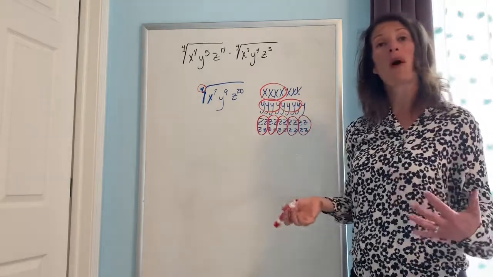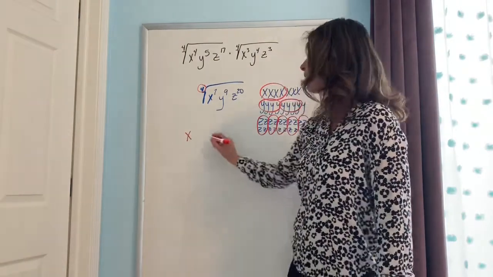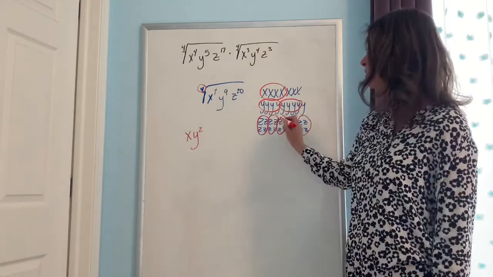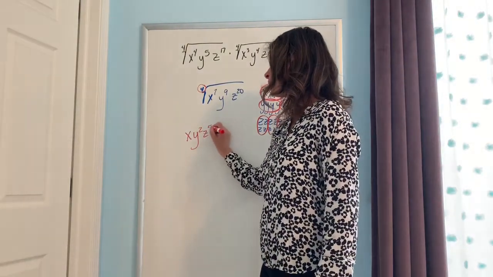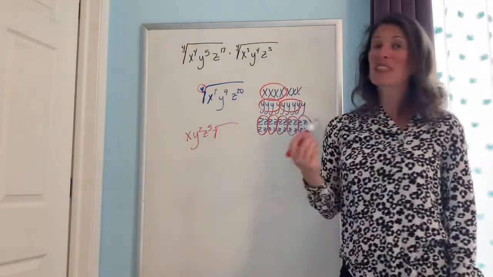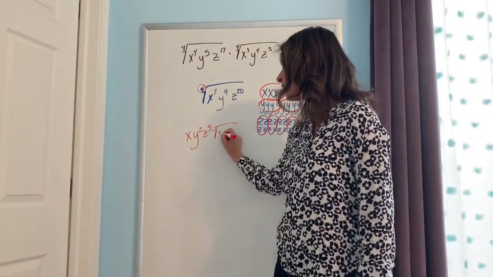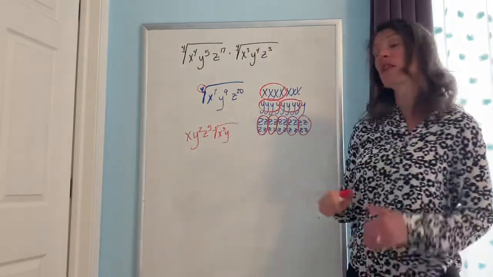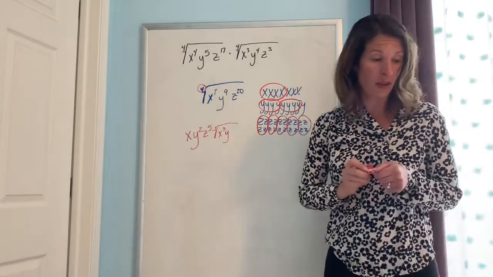So I'm going to write what did get circled outside of the radical. I have x. I have 2 y groupings, so it's going to be y squared. And I have 1, 2, 3, 4, 5 z groupings. Then, whatever didn't get circled stays inside the radical. I have 3 x's, so it becomes x cubed. I have 1 y, and I have 0 z's. So my answer is x, y squared, z to the 5th, times the 4th root of x cubed y.